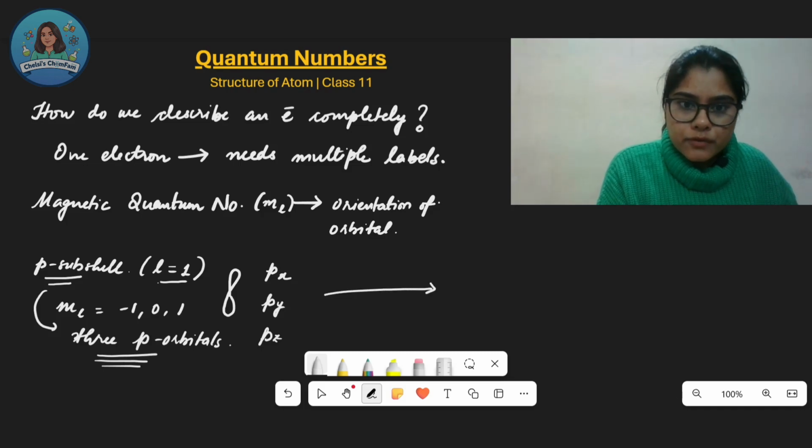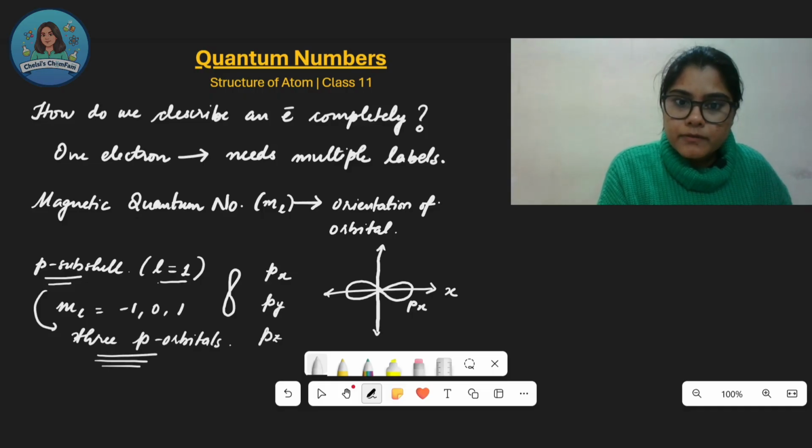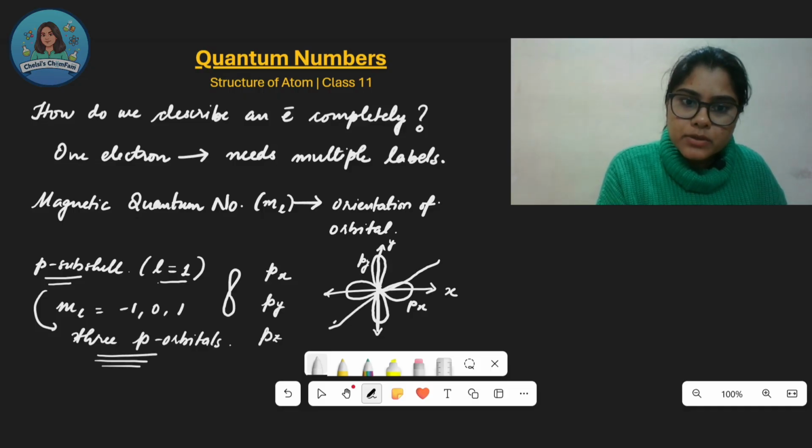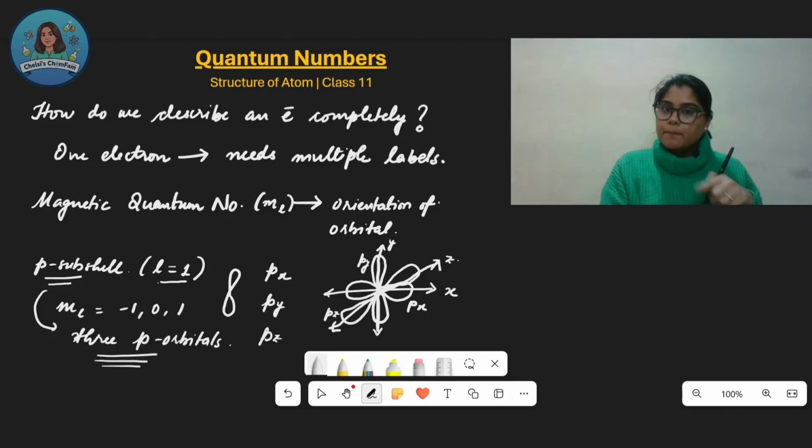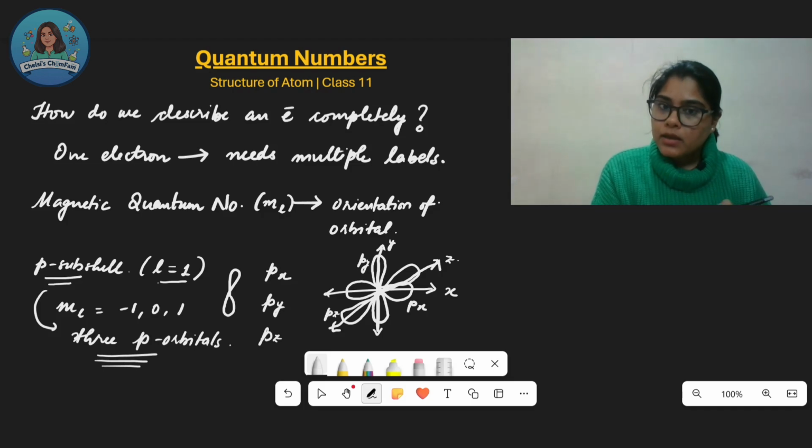For your visualization, one will be oriented along the x-axis, that is px. Another one will be along the y-axis, this will be py. Then the third, the z-axis, will be perpendicular to both x and y, right? So the third one will be along the z-axis, which would be pz. So all the 3 p orbitals have the same shape, but how do they differ?